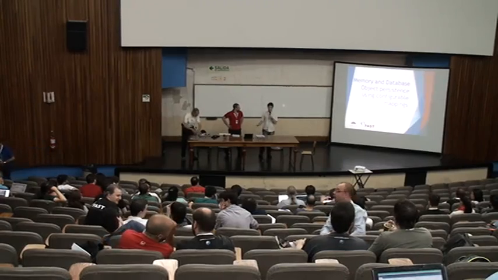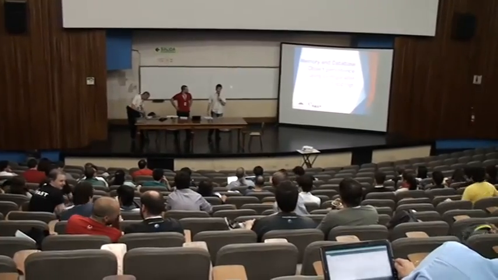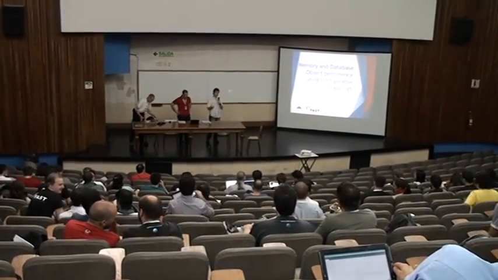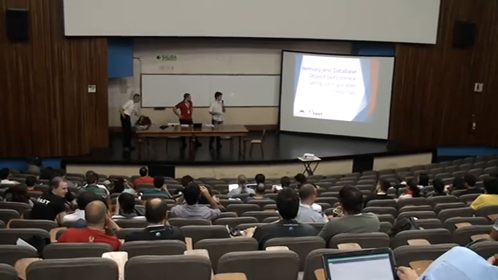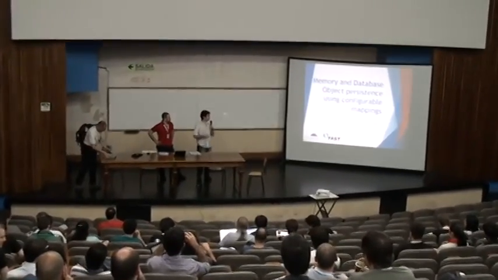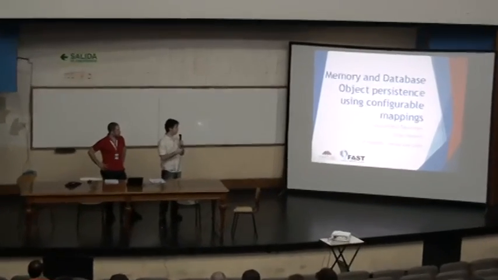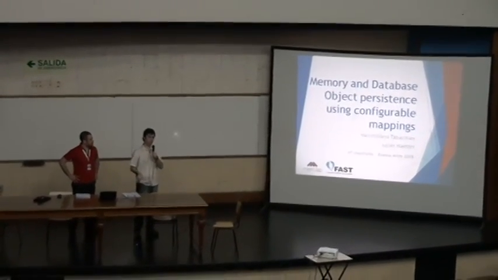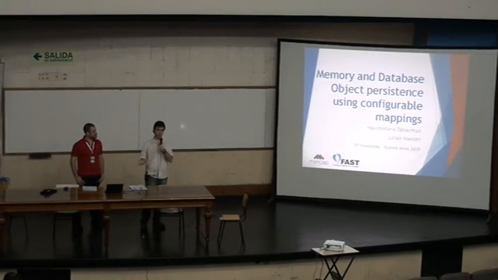Welcome to our talk. This is about memory and database object persistence, as you can see. This is an experience report, if you want, and about some ideas that we have at Mercap about how we face the problem of having to persist objects in a relational database, but wanting to keep things simple also in memory for test-driven development and simpler developments.